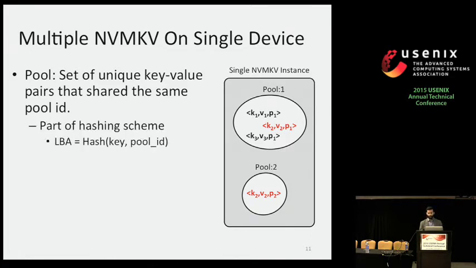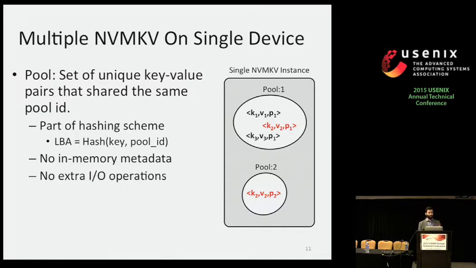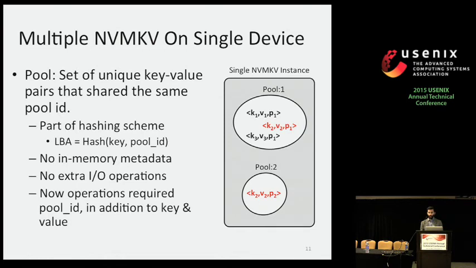So basically, the way we accomplish this is by modifying our hashing scheme. Now, instead of taking just the key, we also take the pool ID to compute the LBA. And by doing so, we require no extra memory for the metadata. But one of the key problems that we want to solve is to do this in a way that doesn't increase the average number of IOs performed per operation. So far, we have basically 1 IO per operation. And of course, by introducing this notion of pools, key-value pairs are now uniquely identified by both the key and the pool.